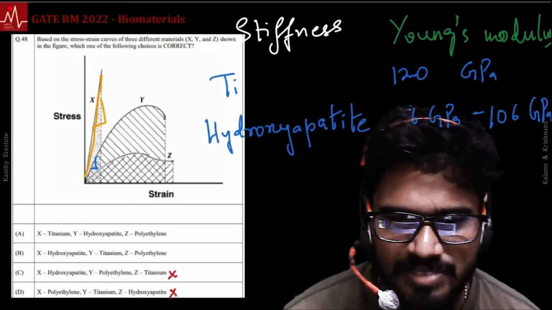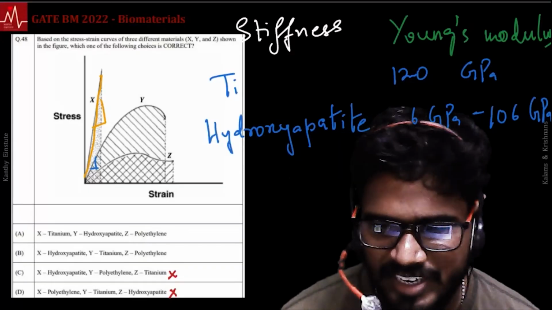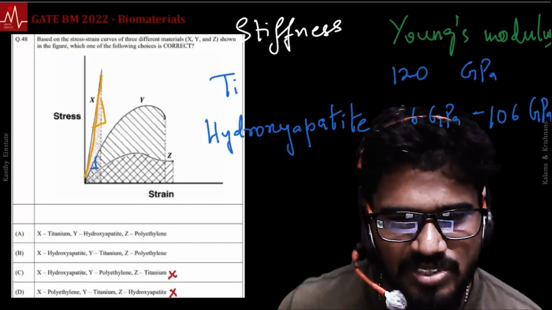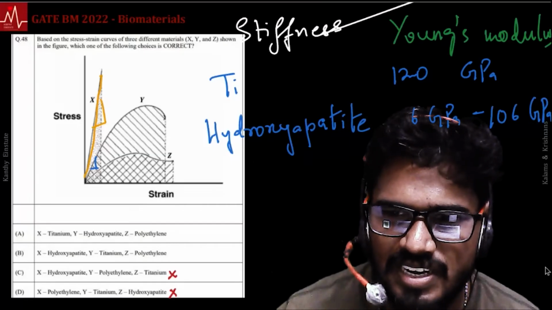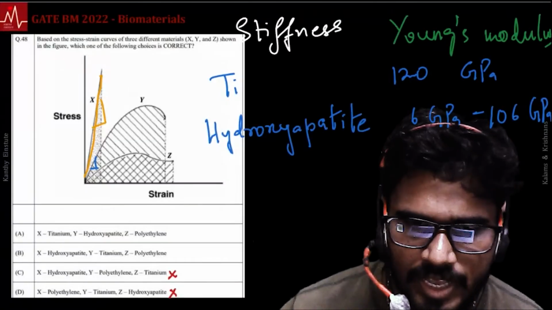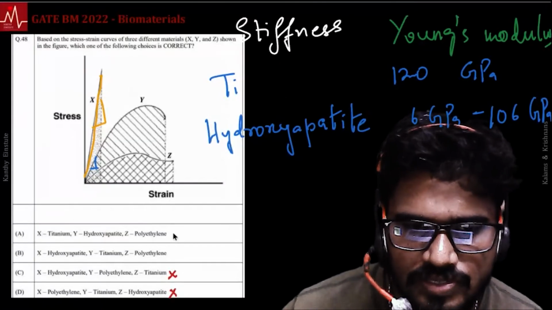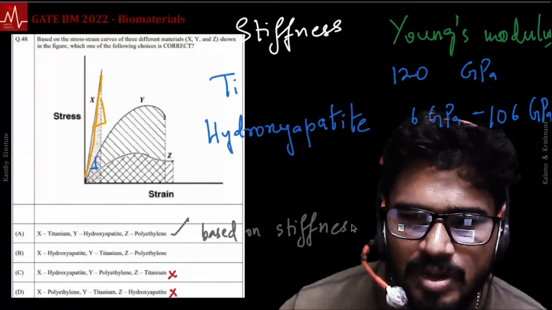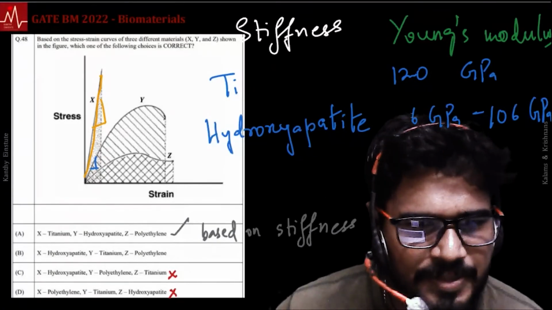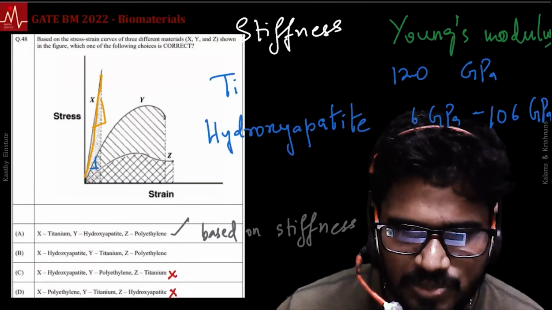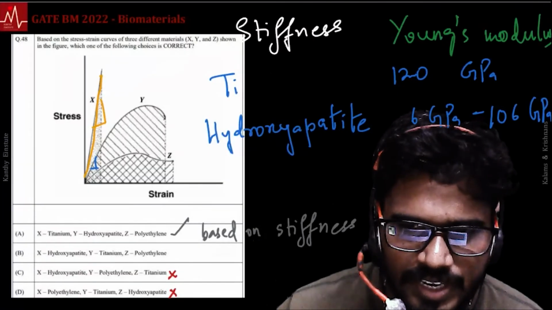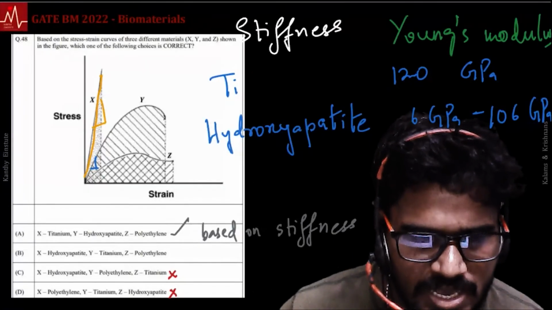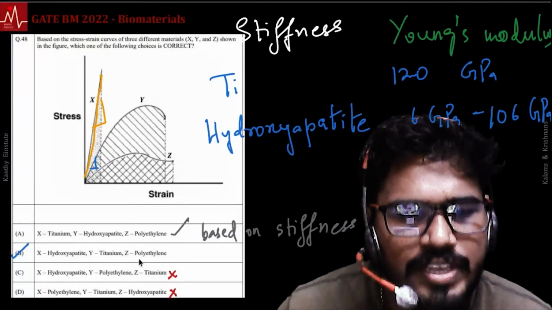Again, if you look at single crystal titanium, there is pure titanium crystal at 120. At least based on this, what seems to be the case is that titanium is stiffer. The answer based on stiffness seems to be this. That is what I expected when I first saw this question, but we did challenge it. Many students did, because the GATE committee thought the answer is B, hydroxyapatite, titanium, polyethylene.